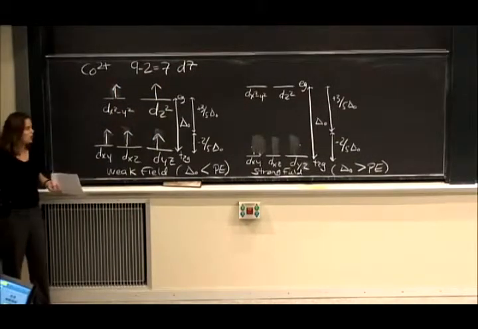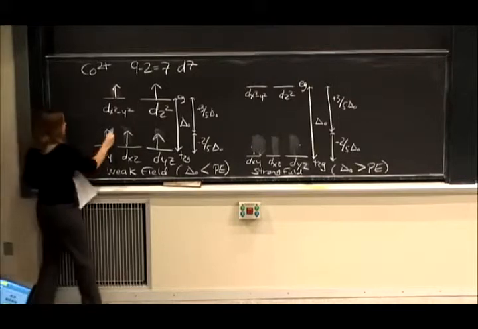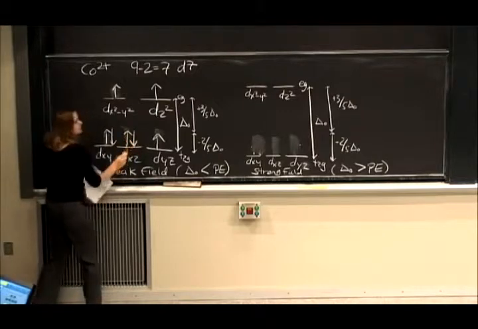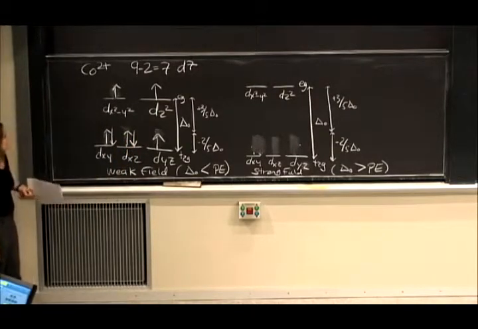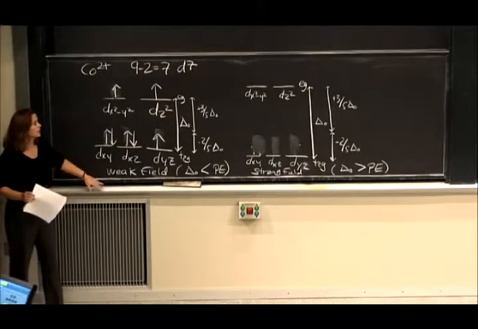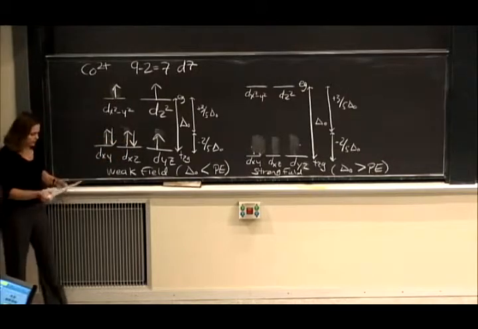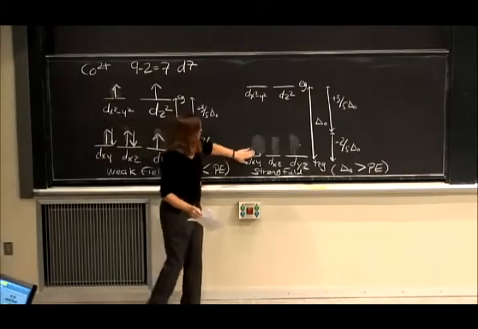We've used up all our orbitals. So we're going to start pairing down here in the lower energy. So that would be 6, 7. So we had no choice. We had to pair them. But because it was a weak field, we filled them all up singly first before we paired. So now let's consider what we're going to do down here.